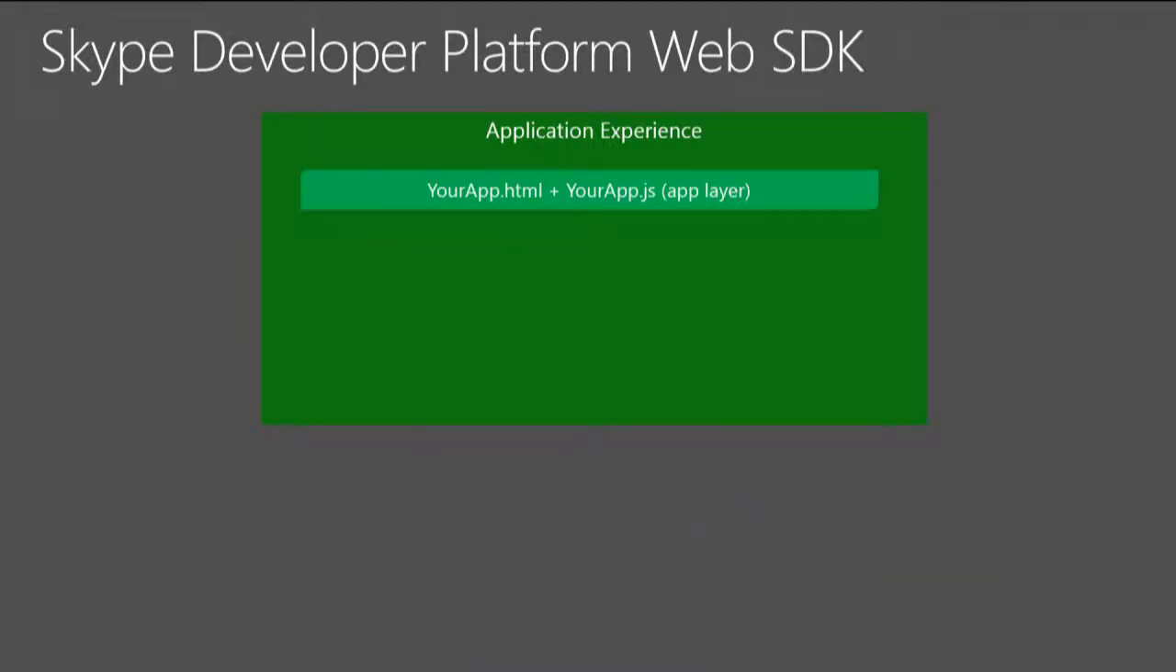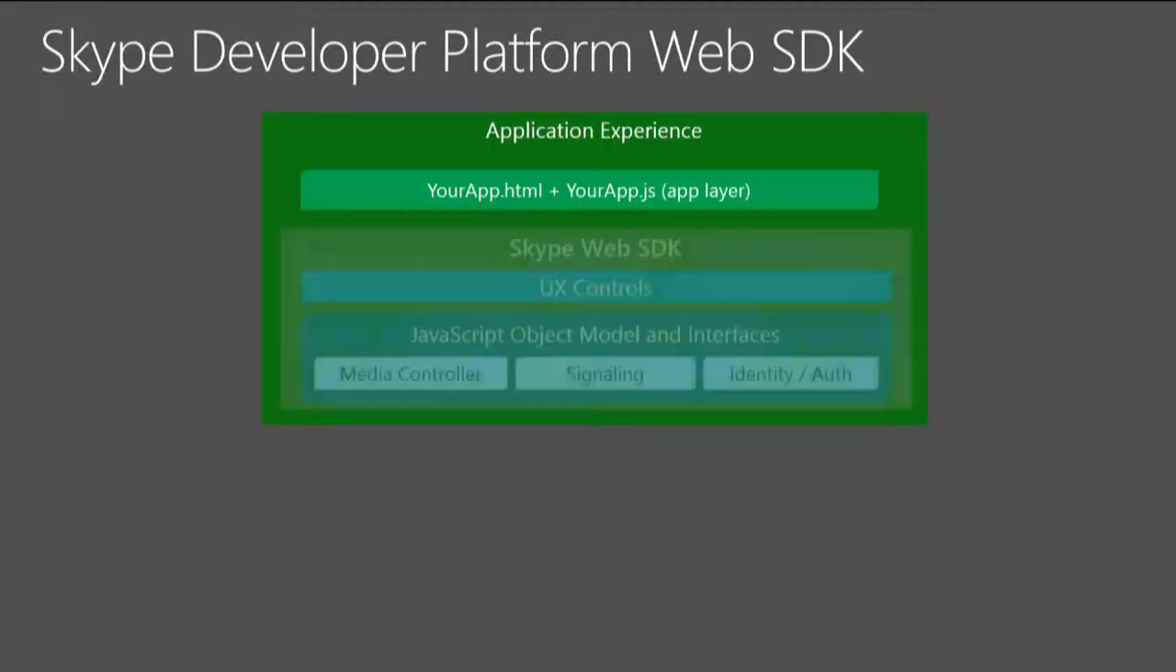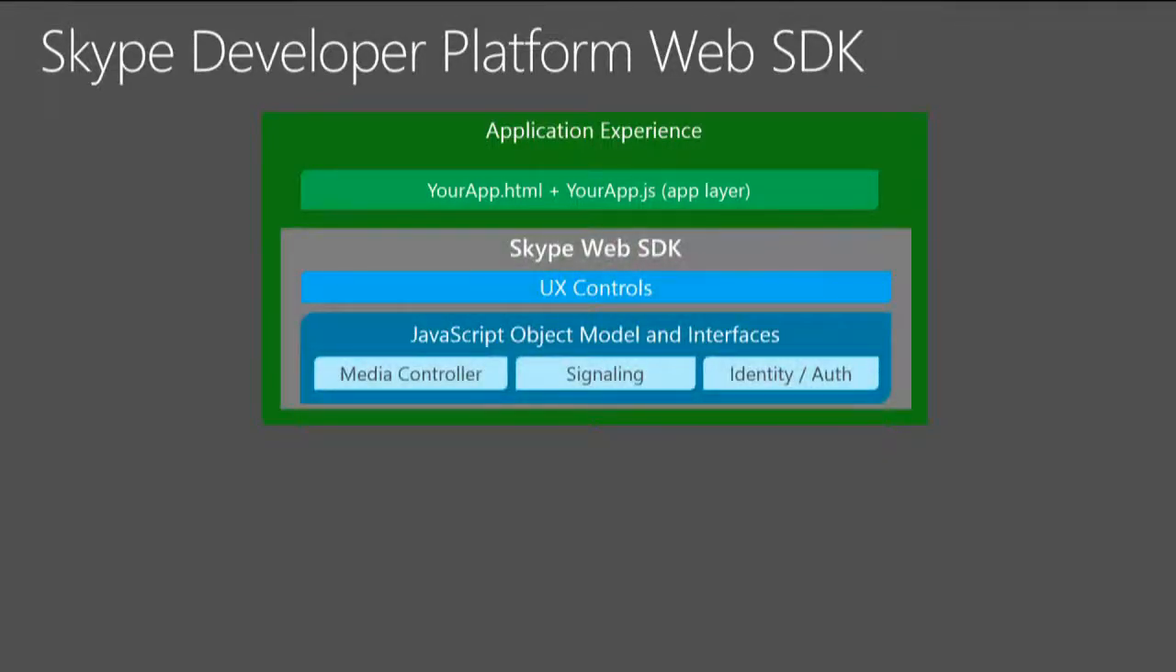That's your application experience with your app and your logic. That's where the Skype SDK is going to be sitting. It provides you a rich set of UI controls, and it provides you a set of JavaScript libraries that's very powerful and abstracts out the media, abstracts out the signaling, and abstracts out the auth and identity providers for you. This will enable you to talk to Skype for Business Network, Skype Network, as well as online auth and identity providers, as well as anonymous auth for meeting join scenarios.